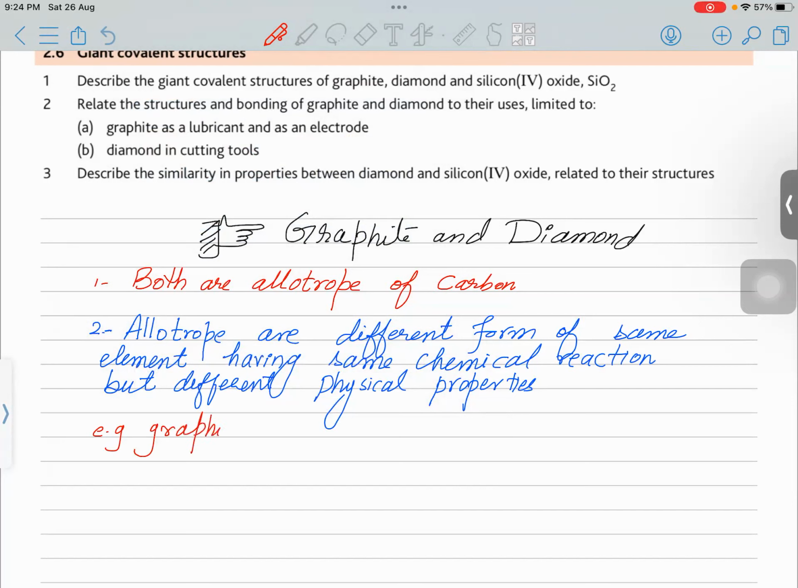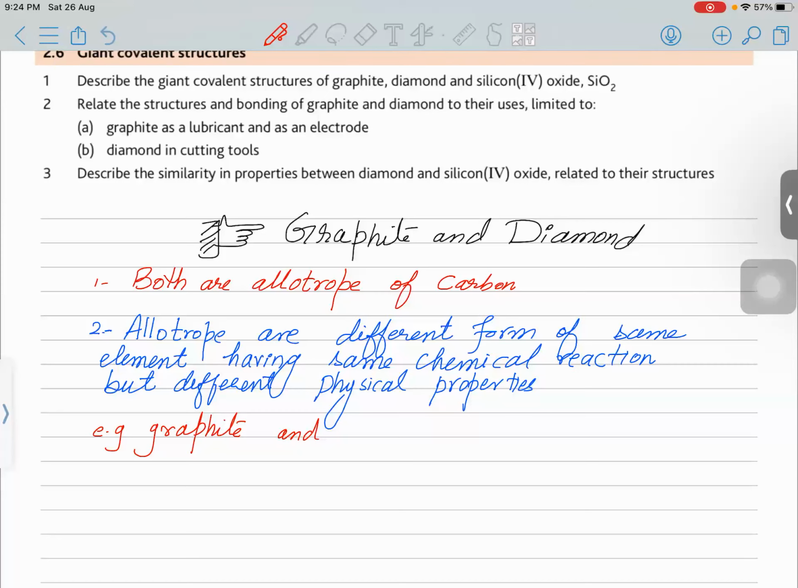Sir, isn't it the other way around? Same physical properties but different chemical reactions? No, same chemical reaction but different physical properties. Different physical properties means their color is different. They have different appearances, right? Yes, sir. But they give the same chemical reaction. So such forms are called allotropic forms, right?